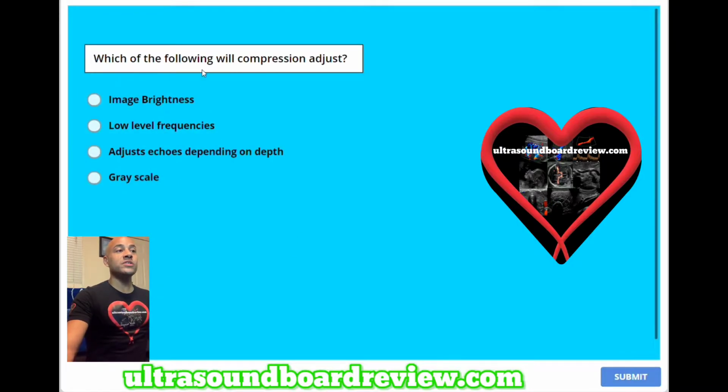Question number 4. Which of the following will compression adjust? A. Image brightness. B. Low-level frequencies. C. Adjust echoes depending on depth. Or D. Grayscale. The answer is D. Grayscale.